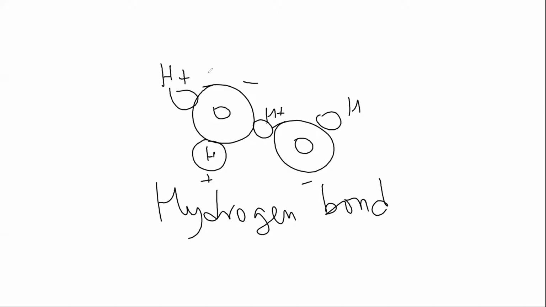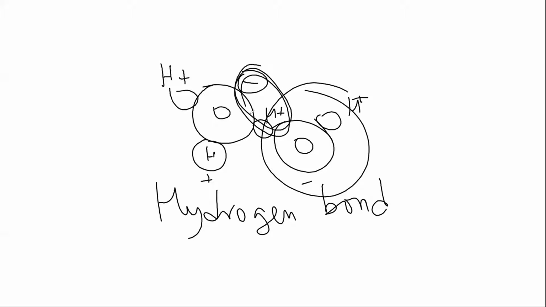So basically, this is hydrogen on one molecule, but it sticks to the negatively charged oxygen on another one. So you see minus and plus: minus on the oxygen and plus on the hydrogen. That's what keeps them together. These two hydrogens here, this one and this one, are part of the molecule. But this hydrogen is part of another molecule, and it sticks to the negatively charged oxygen.